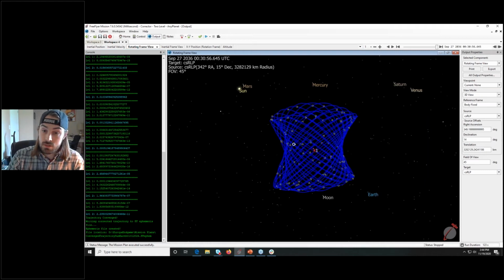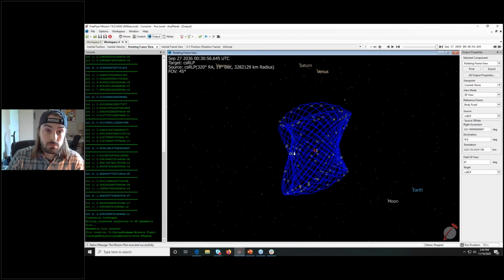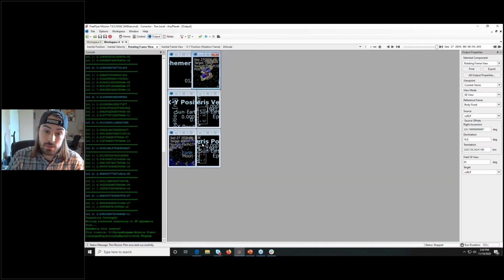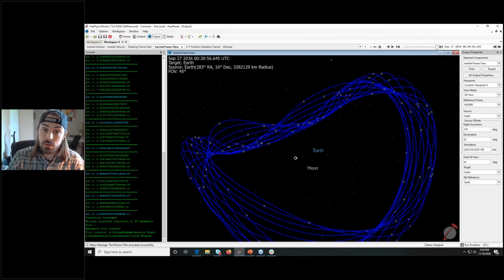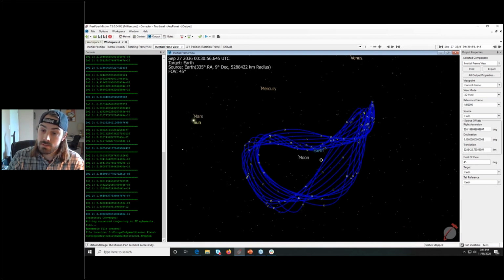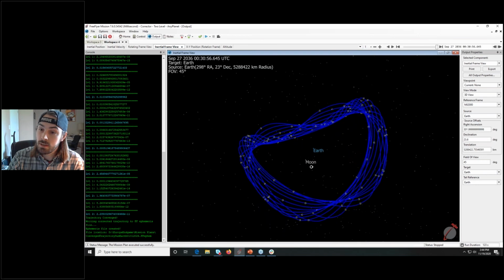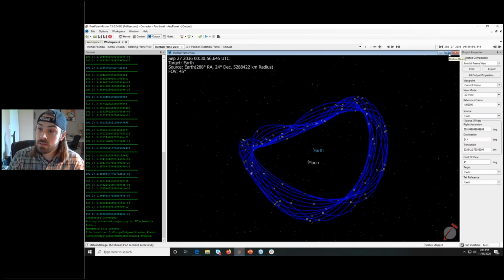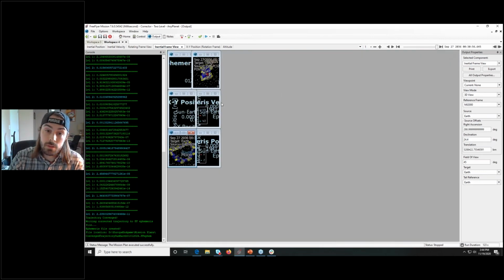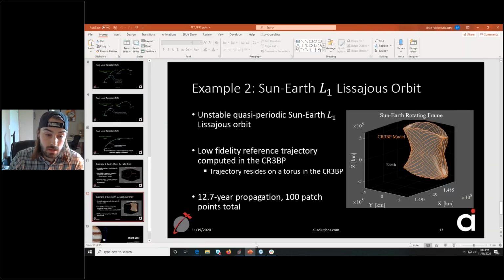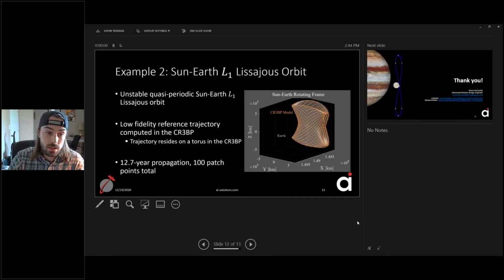So this is all that I have for today. We can take a look at the inertial frame here as well. Now notice that this is again very much not a conic orbit. So using this two-level targeting method not only helps us transition these really sensitive trajectories to an ephemeris model, but also attempts to keep it very close to what our original three-body trajectory was from our simplified model. So with that, I kind of flew through that, but if you guys have any questions, I'd be happy to answer them.